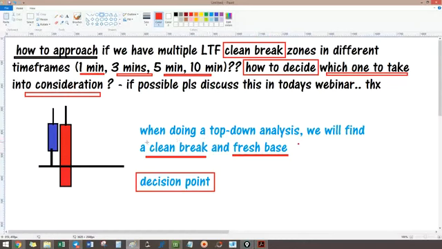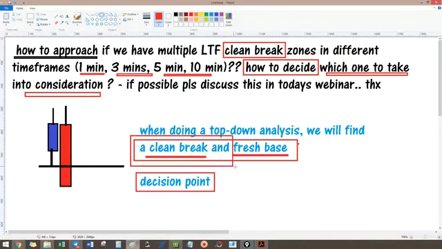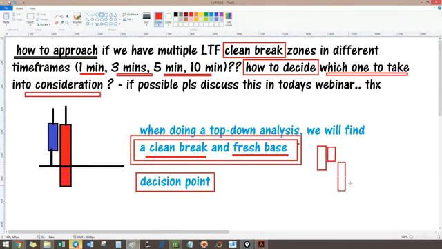How to top down? Top down, you just need to find this thing, clean break and fresh base. If it is not fresh, it can still hold price, but I'm talking about the best one for you to take a trade. For you not to lose your money, you need to take the fresh base. But if you can handle the risk of taking a base that is not clean like this, where you use 2 candles to break the base, it can still reject here. It's still a first imbalance. Remember the first page that we learned, this is still a first imbalance and we can still wait for rejection here.